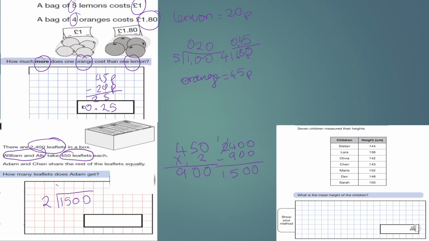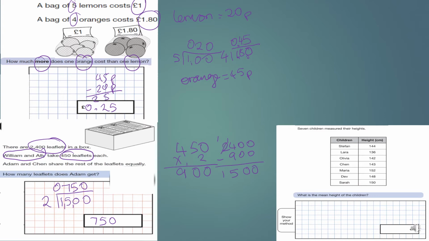So 2 doesn't go into 1, 2 goes into 15 7 times and 1 left over. 2 goes into 10 5 times and 2 doesn't go into 0. So Adam would have 750 leaflets.